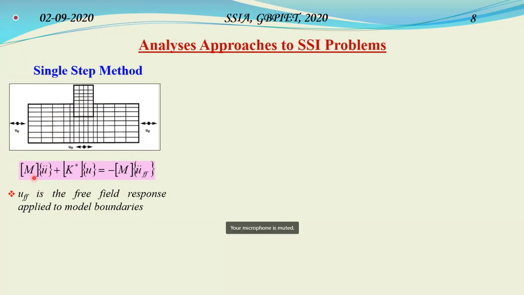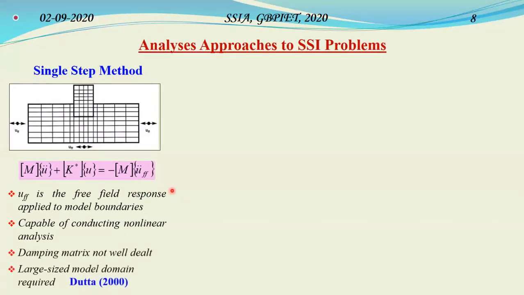So we have the mass of the system M, we have the stiffness of the system K, and we try to find out the deformation or displacement at any point as U based on whatever acceleration response is applied at the boundaries. This method is capable of conducting nonlinear analysis. However, there are apprehensions that in this case the damping matrix is not well dealt. You can see that the damping is not really taken into consideration directly. There are indirect inclusions, and in order to solve this problem in general, a large size model domain is required.